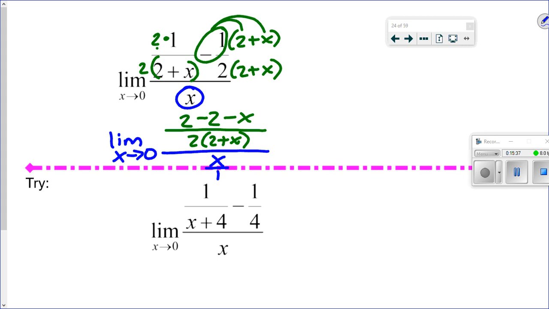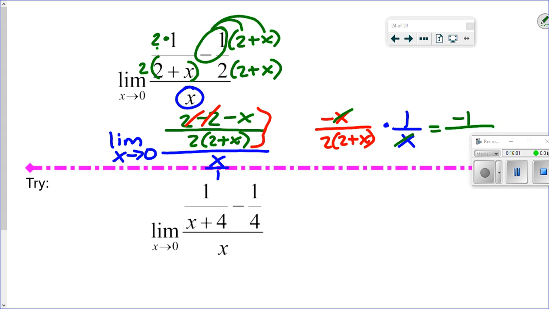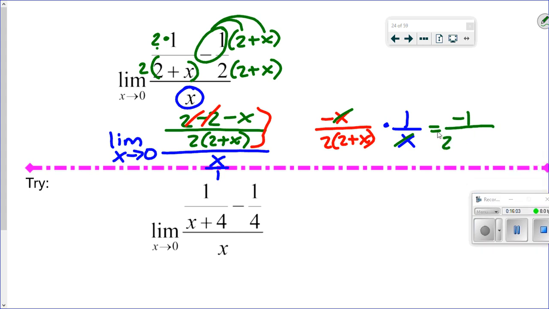So remember back, we know 2 minus 2 cancels out. And remember back to 5th grade or so, to divide two fractions, I really keep the top one the same. So I'm going to keep that piece the same, and I flip the bottom fraction, so that's 1 over x. So my x's cancel out, because I have 1 on top and 1 on the bottom. I'm left with negative 1 on top, and 2 times 2 plus x on the bottom.